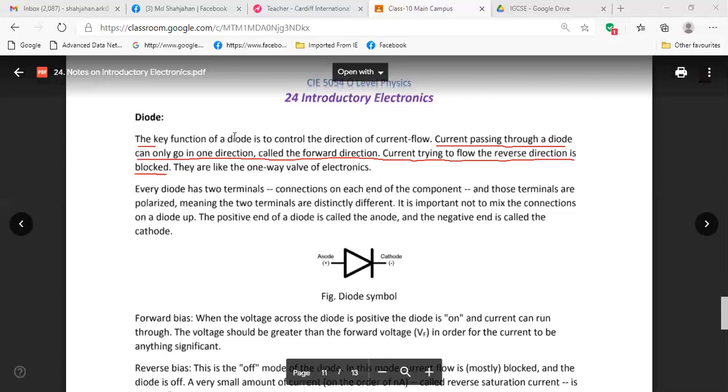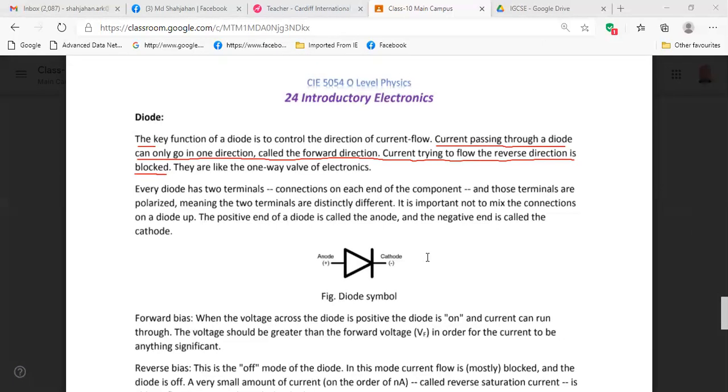Are you done with drawing and writing this part? I have one more line left. Yeah, right. Draw the symbol. Yeah, Ziba, you write the underlined one, the red color underlined one.